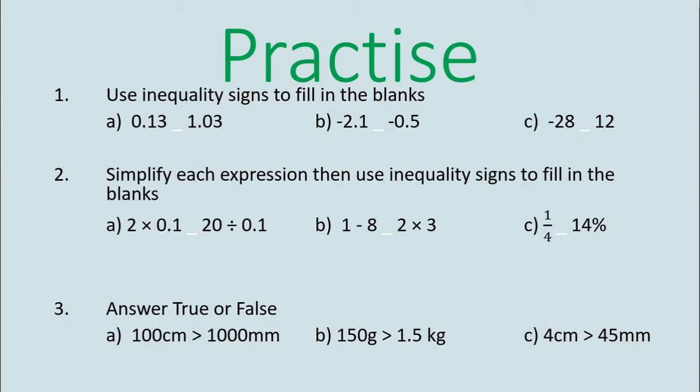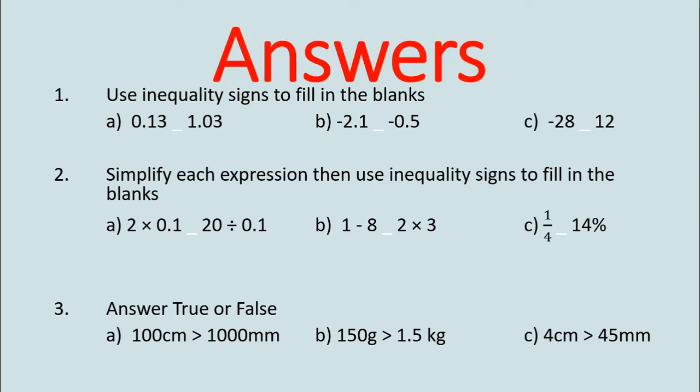I hope you took your time to hit pause. Here come your answers. For A, that's definitely less than. B, negative 2.1 is more negative than negative 0.5. That is less than. C, negative 28 will always be less than any positive number.